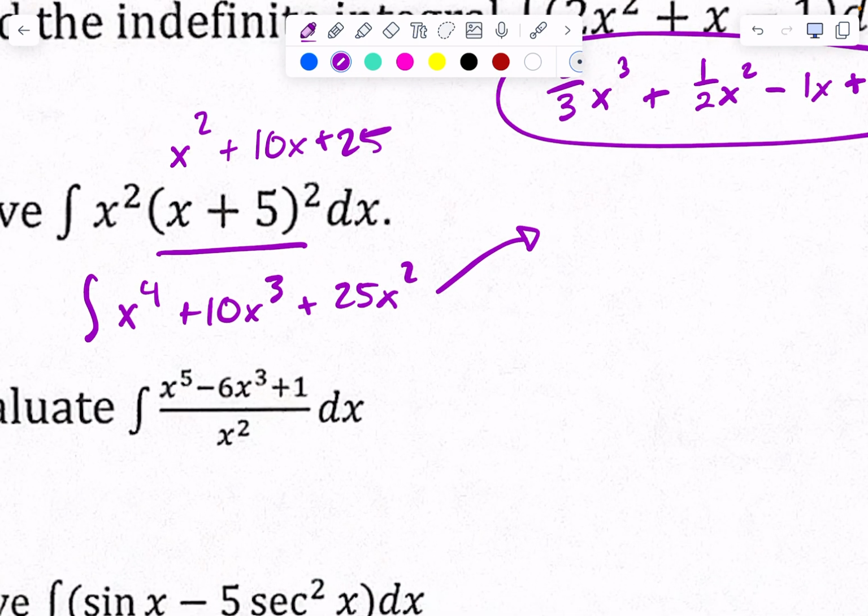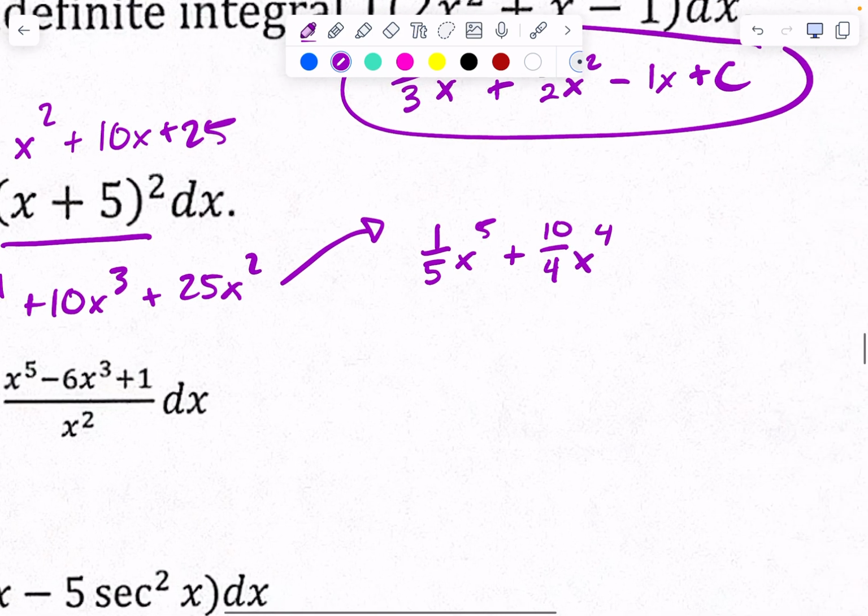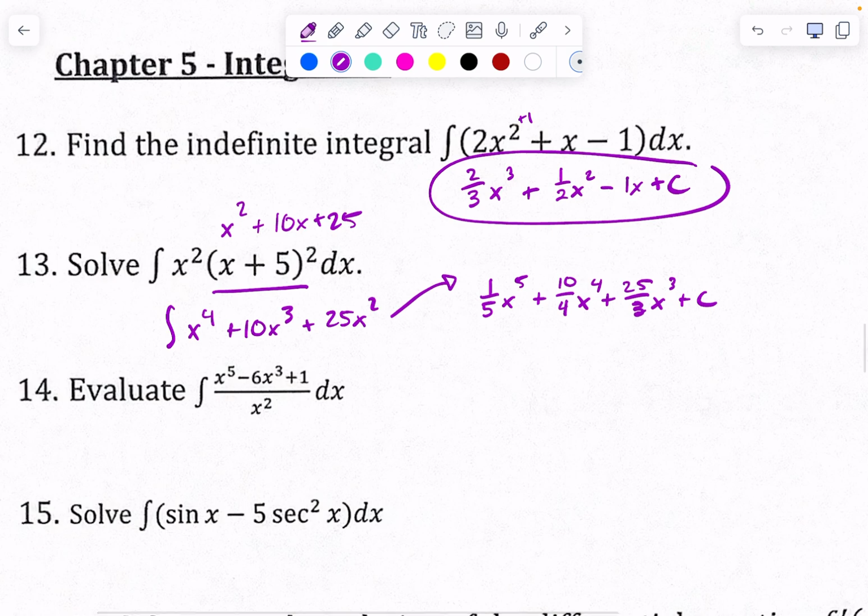Now, 1/5 x to the fifth plus 10 over 4 x to the fourth plus 25 over 3 x to the third plus c. Can you scoot over a little bit? Where'd my pen go? If you broke down the 5 over 2, yeah. Yep, that's fine. Do I have to do that?